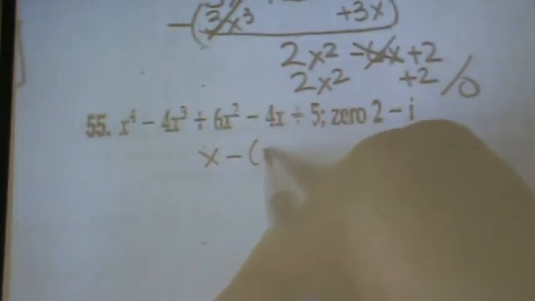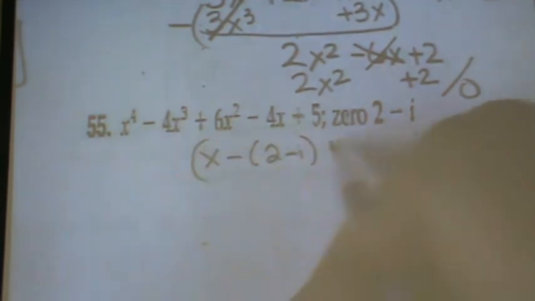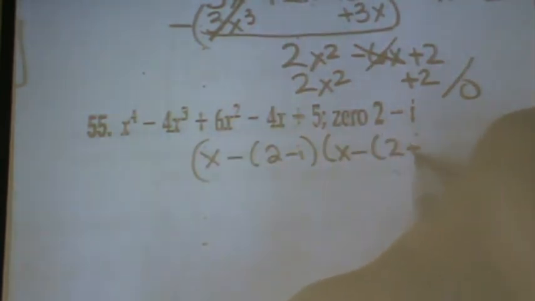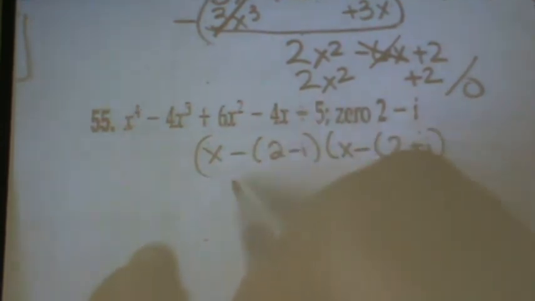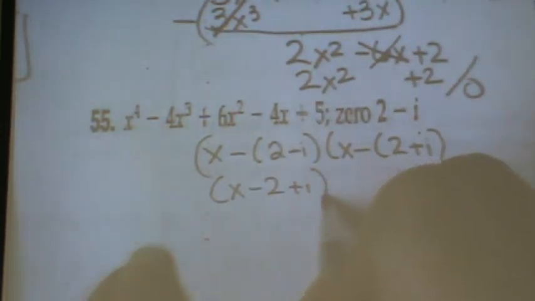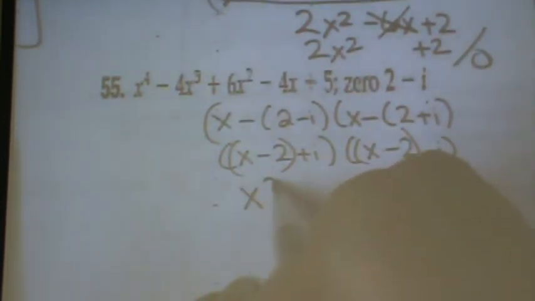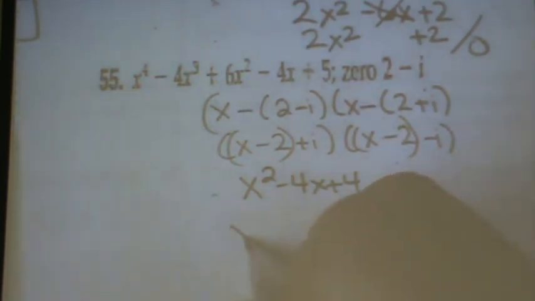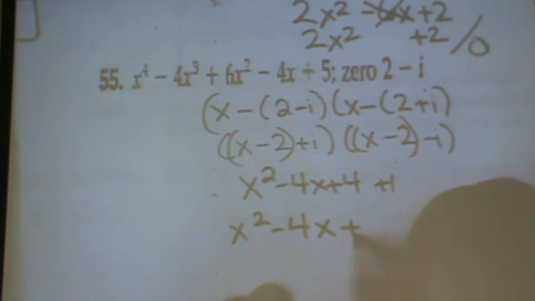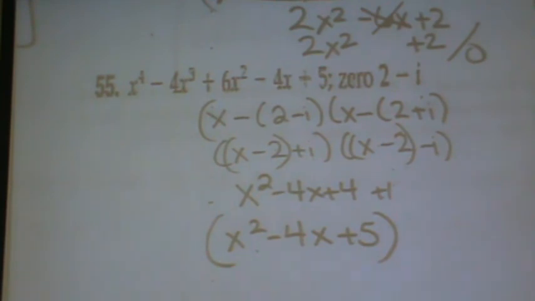And for this one, if 2 minus i is a 0, so is 2 plus i. If we have x minus 2 minus i, we now have x minus 2 plus i. So what we're going to do is distribute the negative: x minus 2 plus i and x minus 2 minus i. So I'm going to redistribute these parentheses and FOIL. These two, you're going to get x squared minus 4x plus 4, and then these two are going to give you a plus 1. So x squared minus 4x plus 5, this will go into this evenly. We're going to have to use long division.